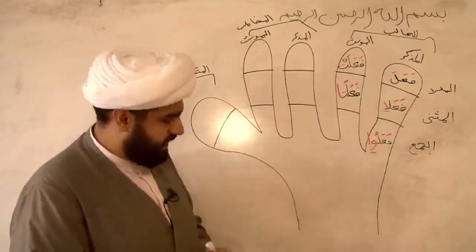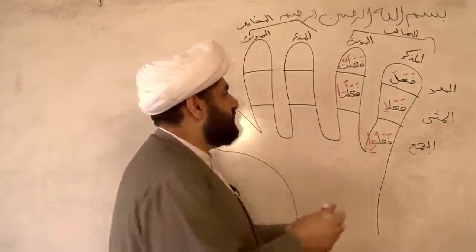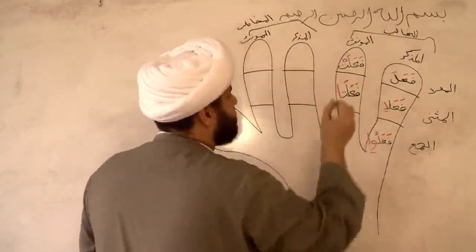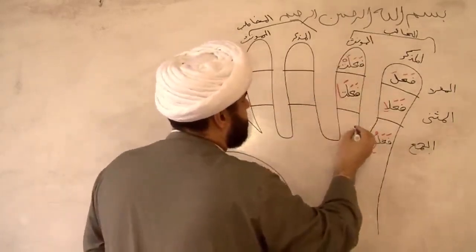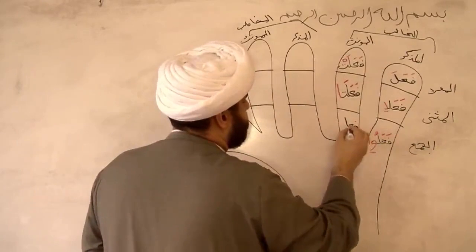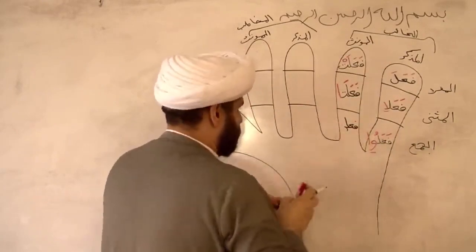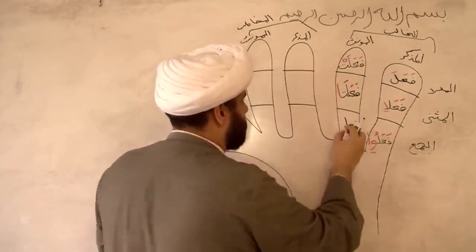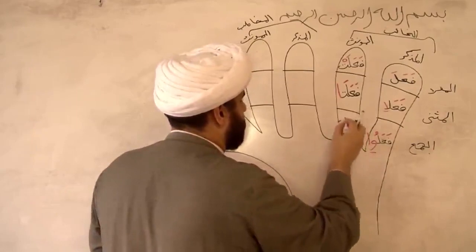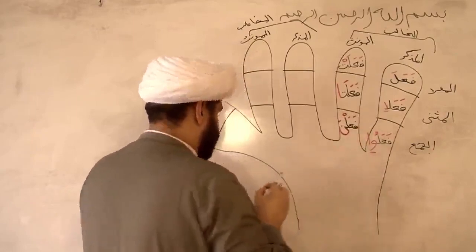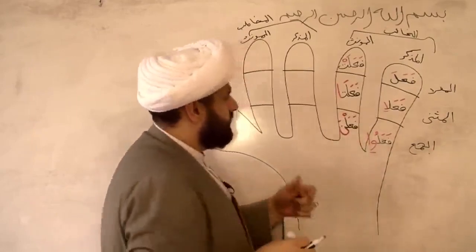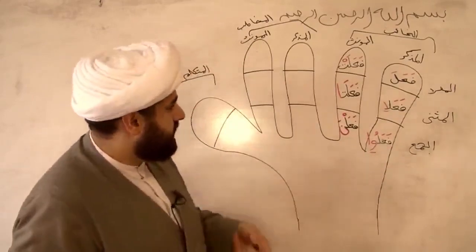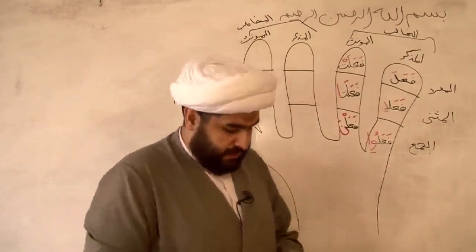Now, how do we make sigha number 6, or al-jam'u al-mu'annath al-ghaib? فعلنا. فعل، نا، فعلنا. This is how we make it. نصرنا, علمنا, فعلنا, right?